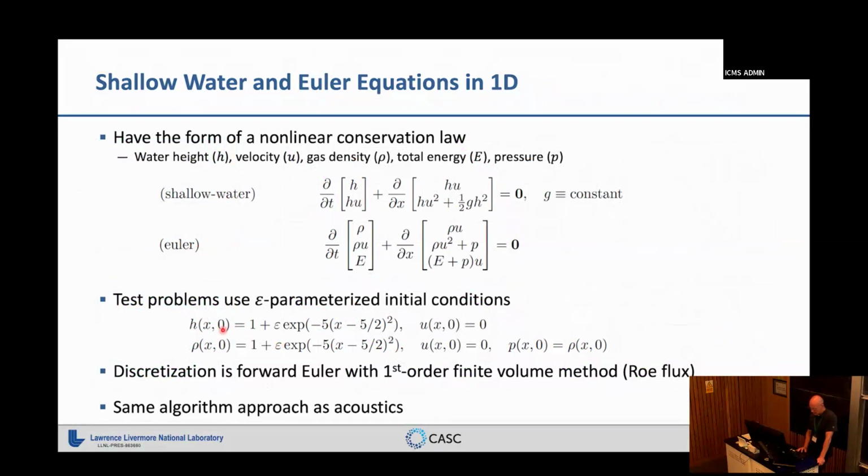The test problems are parameterized in the following way. The initial conditions basically have a bump that you can add to them with an epsilon parameter at front. So if epsilon is small, it's a small bump, and if it's large, it's large. It's the water height in the case of the shallow water equations, and also the pressure in the case of Euler. It's a first order finite volume discretization in this case.